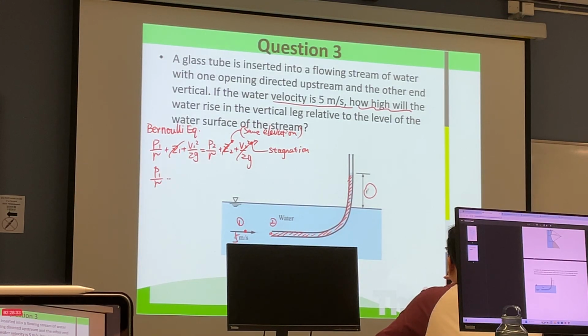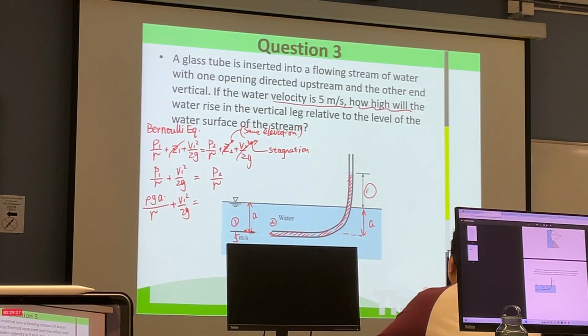P1 over gamma plus V1 squared over 2g is equal to P2 over gamma. Now, the pressure at point 1 is contributed by the water, the static pressure. So P1 over gamma, where P1 is rho g A, so rho g A over gamma, plus V1 squared over 2g is equal to P2.